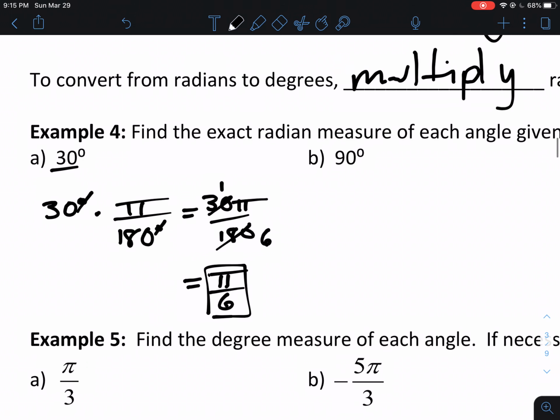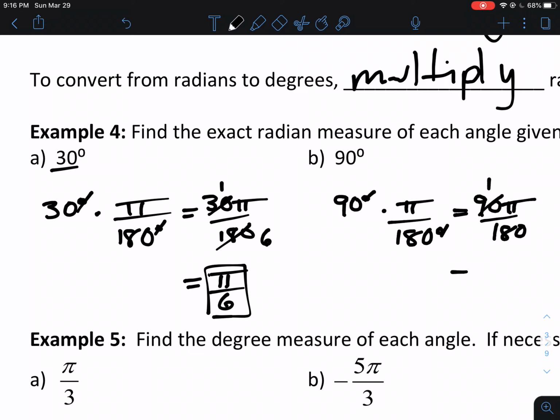Okay, let's take a look at another one. Let's take a look at 90 degrees. So let's do it the same way. We'll take 90 degrees, multiply by pi over 180 degrees. Again, degrees will cancel. You get 90 pi over 180. But again, you're going to notice something's going to simplify. Both are divisible by 90. 90 divided by 90 is 1. 180 divided by 90 is 2. In other words, 90 degrees is the same as pi over 2.